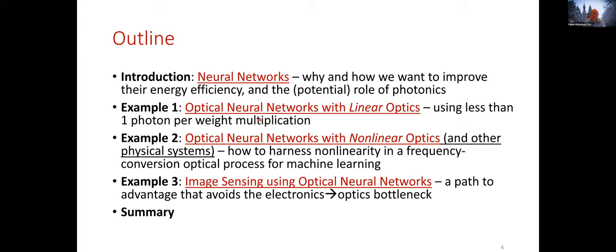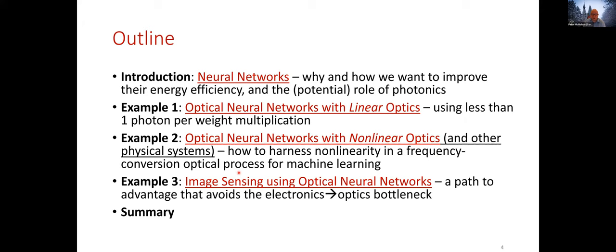In the second example, I'll talk about how to construct optical neural networks using nonlinear optics. And as I think probably everybody in the school already knows, in neural networks, nonlinearity is a very important ingredient of how to get neural networks to function well, and so it's natural to want to explore how to use nonlinear optics in them. And in particular, I'll show how to use a frequency conversion process for machine learning. And then finally, I'll give an example of an application of optical neural networks to a task that I call image sensing. And I'll describe when we get to this in more detail about what exactly we mean by this.